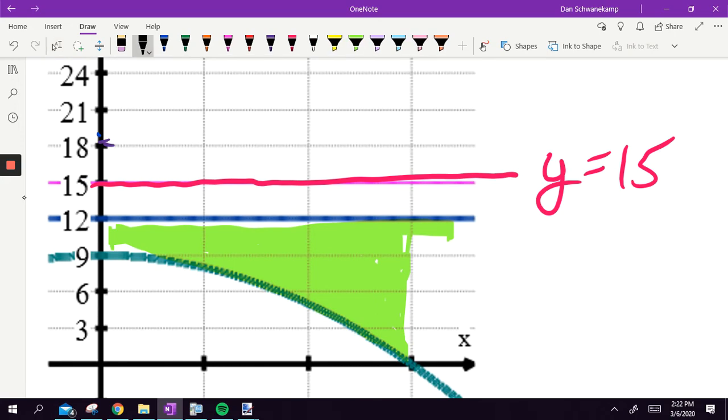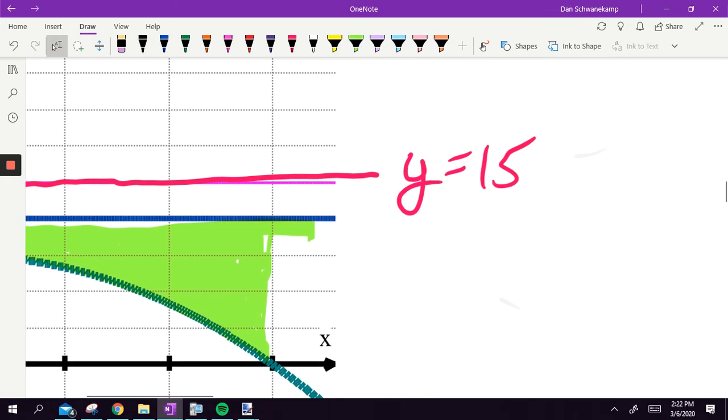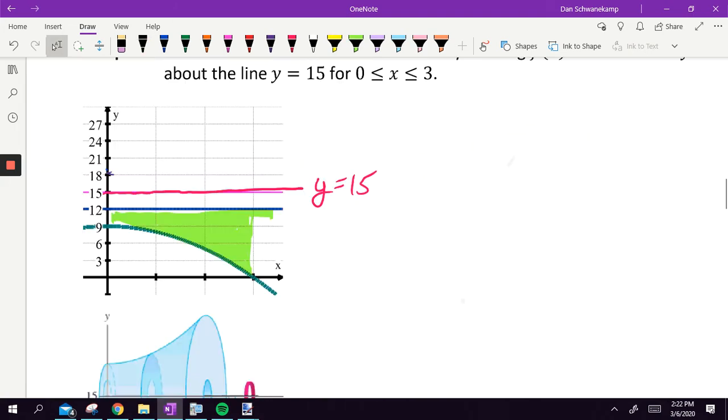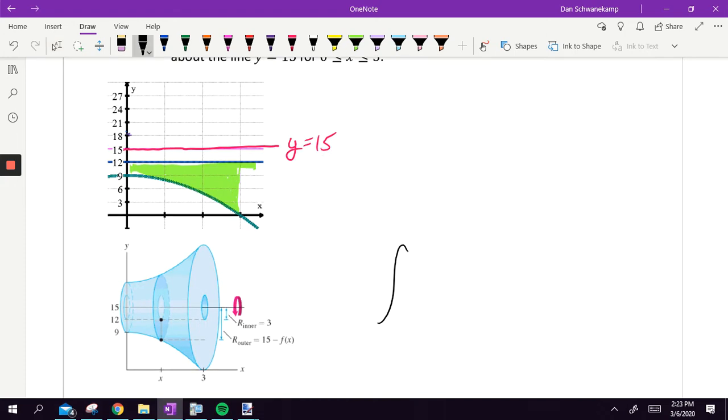Good. We're rotating two lines, and there's this space in between here. And so if there's a space in between the lines you're rotating and the axis that you're rotating around, we should have a washer here. Okay? So we're integrating. Show me with your fingers, what do you think your bounds are going to be?